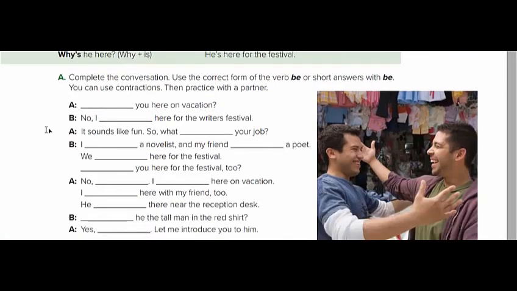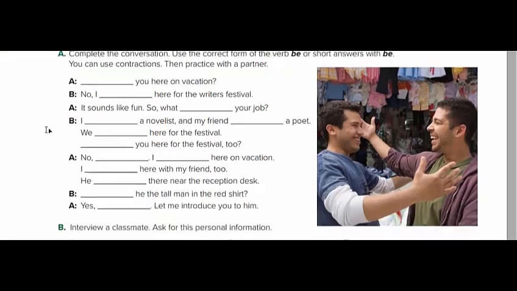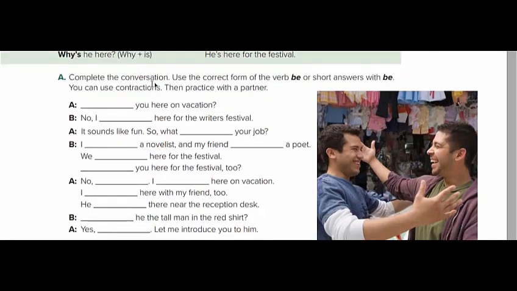Exercises. تمارين. دعونا نقيم فهمنا لهذا الموضوع الآن. Exercise A. Complete the conversation. لدينا محادثة. Use the correct form. دائما تعودوا أن تفهموا السؤال. You have to understand the question carefully and meaningfully in order to answer. Yes, use the correct form of the verb be or short answers with be.